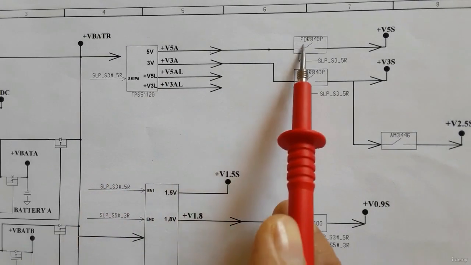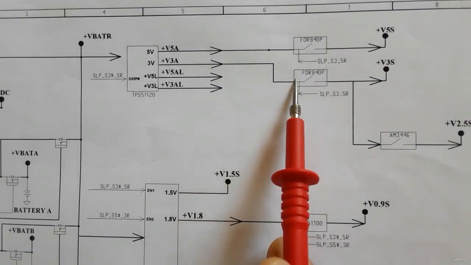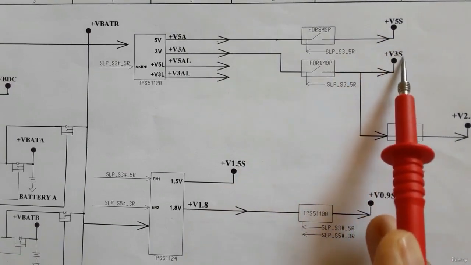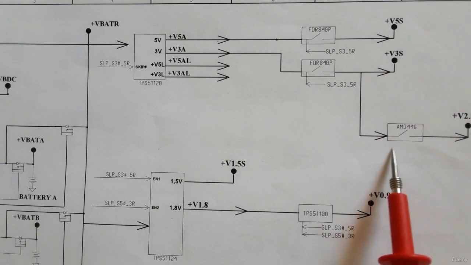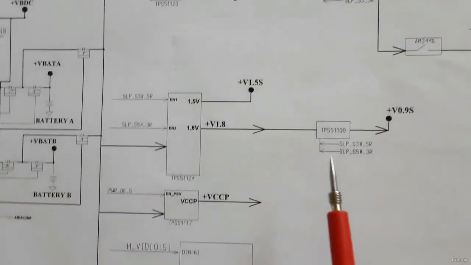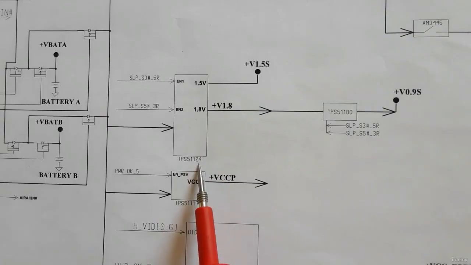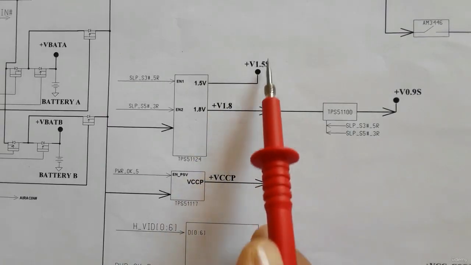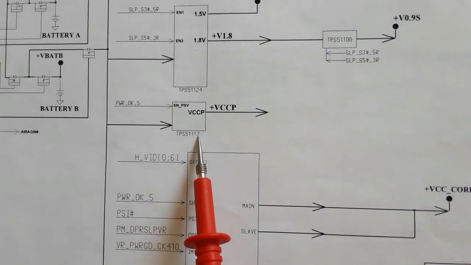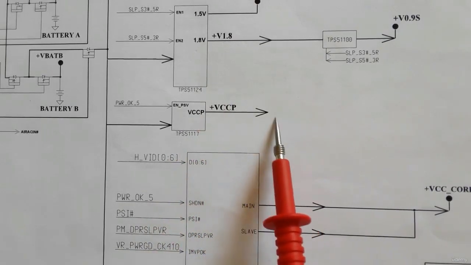Here we have two switches or MOSFETs. Through these MOSFETs we will get plus 5 volt and plus 3 volt. The 3 volt will be converted via this switch to 2.5 volt. Here we have the TPS51124 that generates 1.8 volt and 1.5 volt. Here, as you can see, this is the VCCP power management IC. It generates plus VCCP for the processor and the chips.